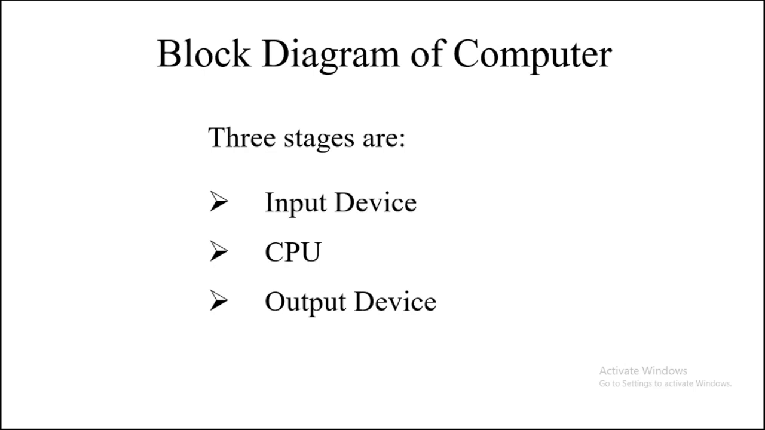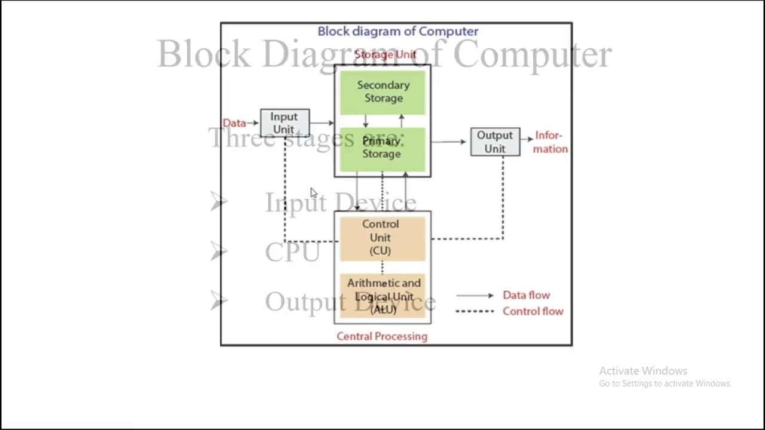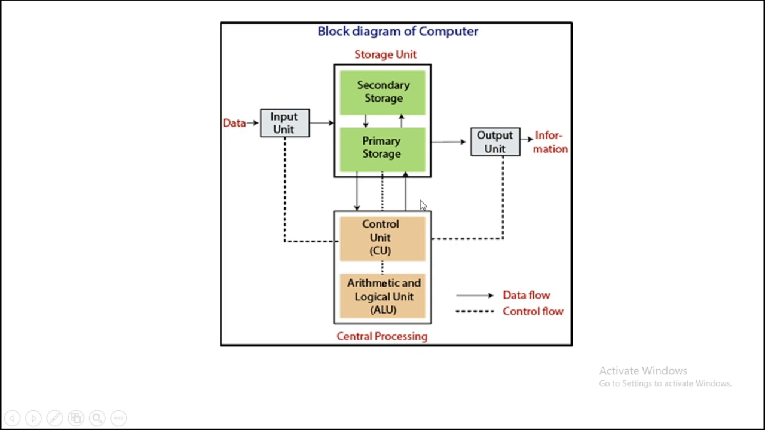So these are the stages involved in this block diagram of computer. First stage is input, then second stage is CPU, that is central processing unit, and then output. Now we'll see these three stages in detail. So this is a basic diagram or a block diagram of computer where you can see this input, then in between there is a CPU and then output. Now we'll see this one by one.